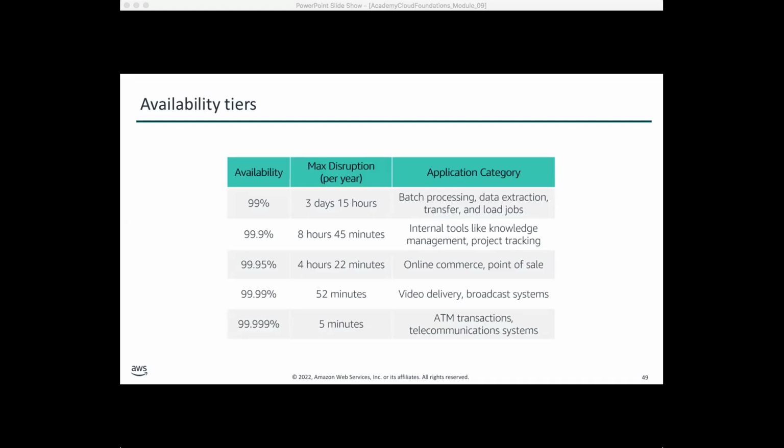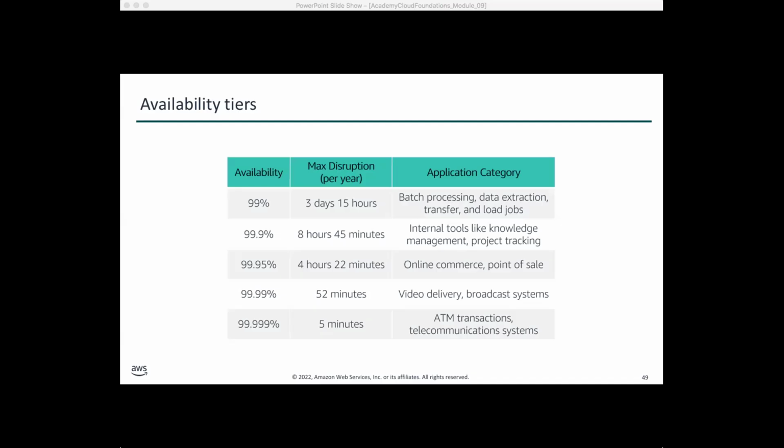When we say 99% availability, it could mean a maximum disruption of 3 days, 15 hours per year, averaged across a few years, right? Application categories like batch processing, data extraction, and data transfer are considered 99% available if the failure is limited to 3 days, 15 hours within a year, on average. When we say 99.9%, that is 8 hours, 45 minutes, right?